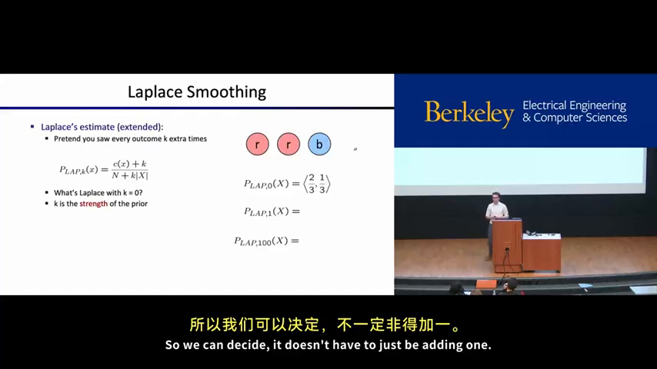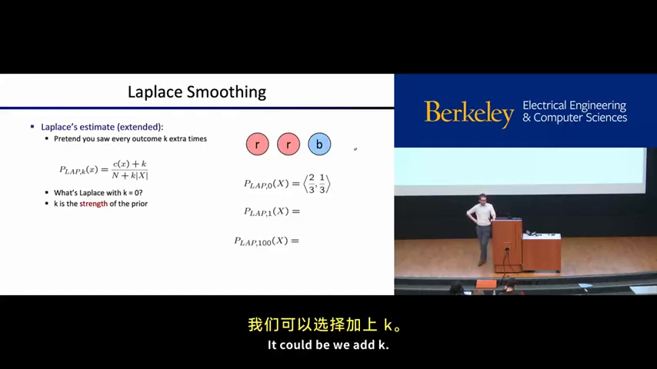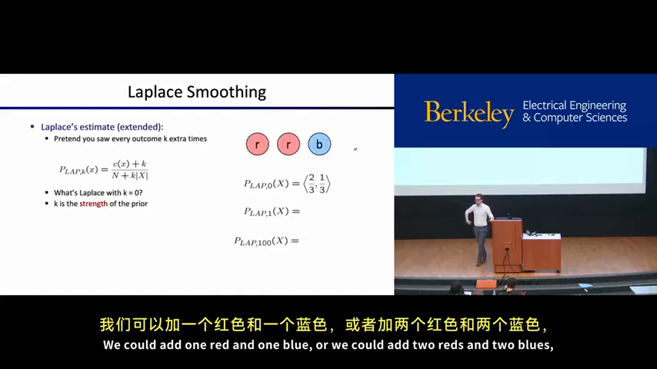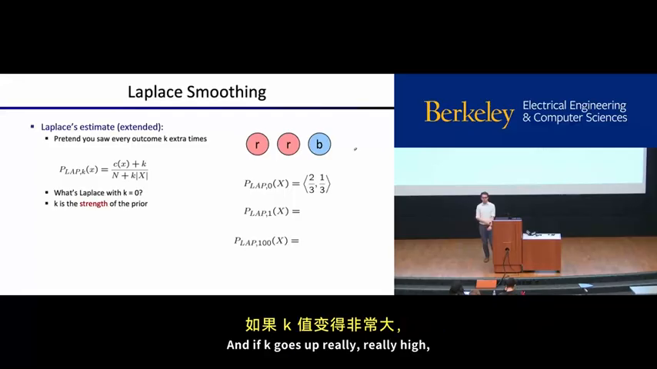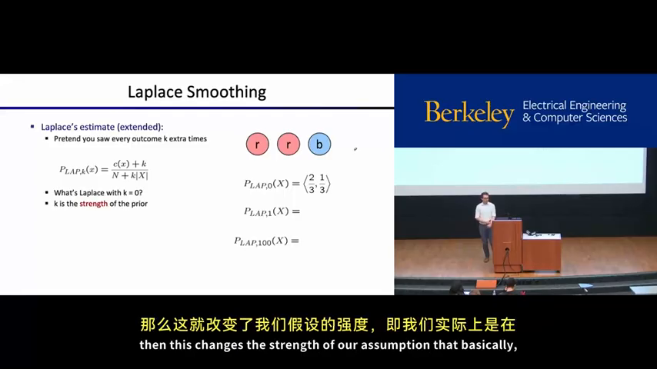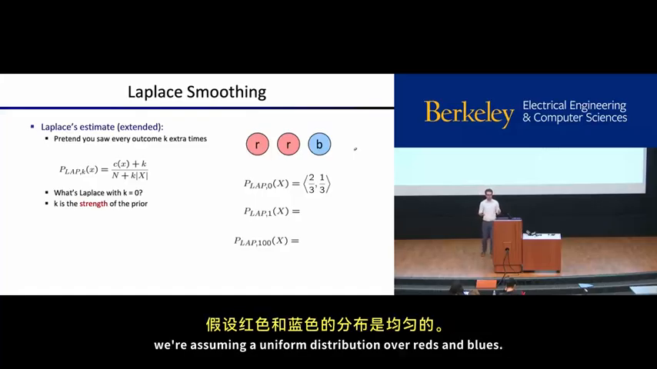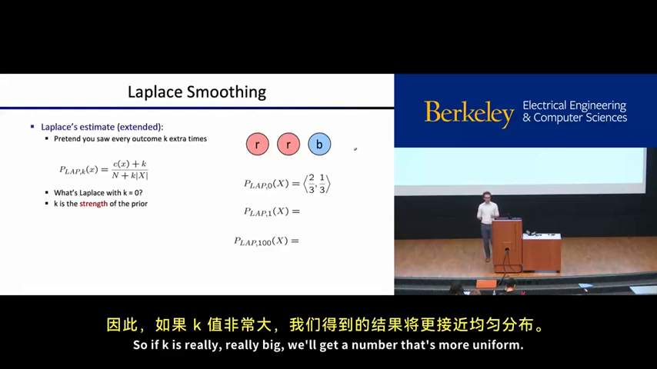We can decide that it doesn't have to just be adding 1. It could be we add k, right? We could add 1 red and 1 blue, or 2 reds and 2 blues, or 3 reds and 3 blues, or we could add k reds and k blues. And if k goes up really, really high, then this changes the strength of our assumption, because we're basically assuming a uniform distribution over reds and blues. So if k is really, really big, we'll get a number that's more uniform.